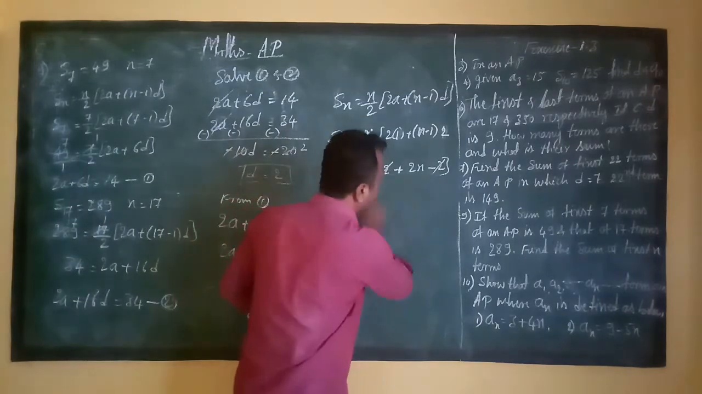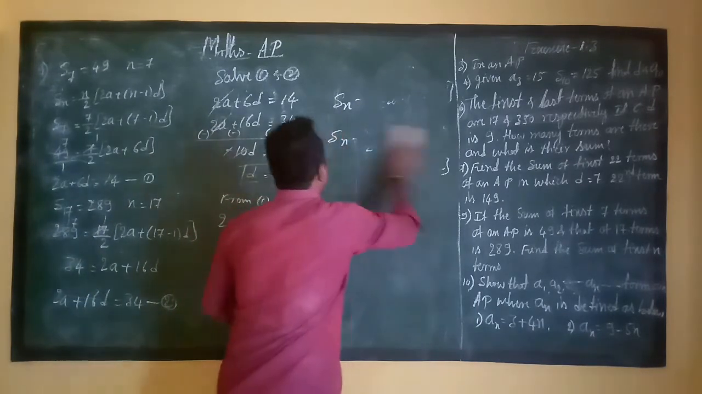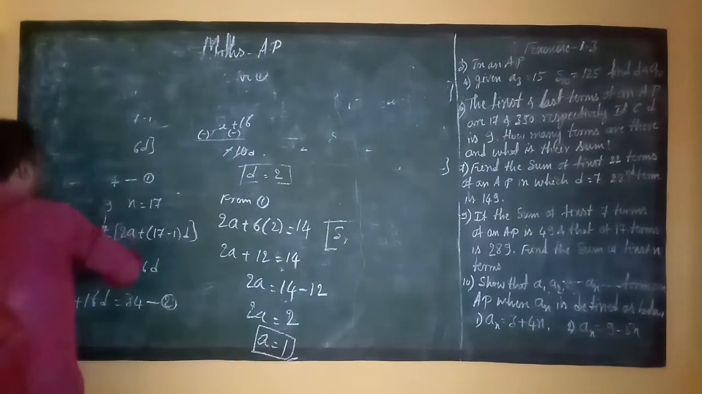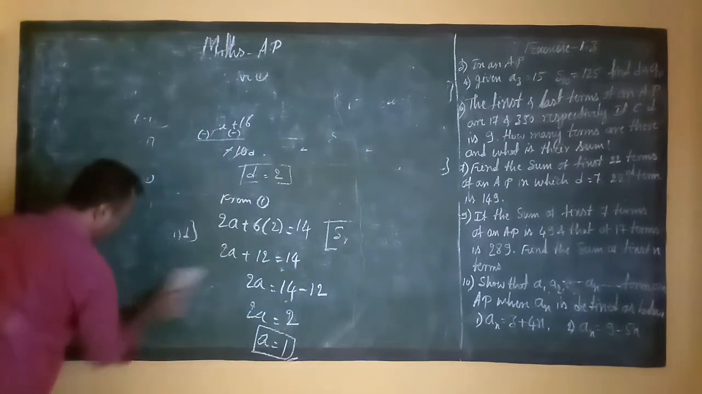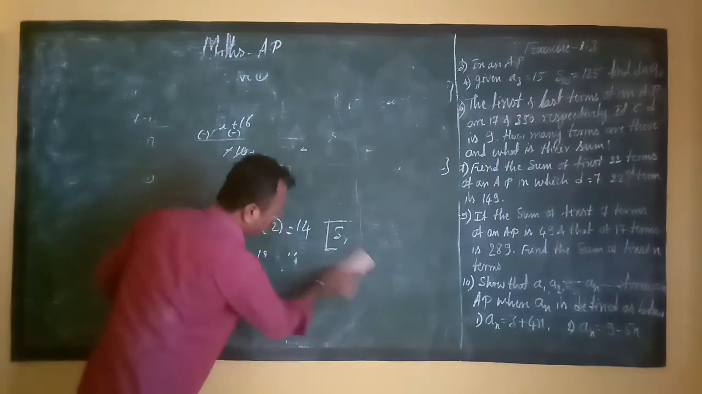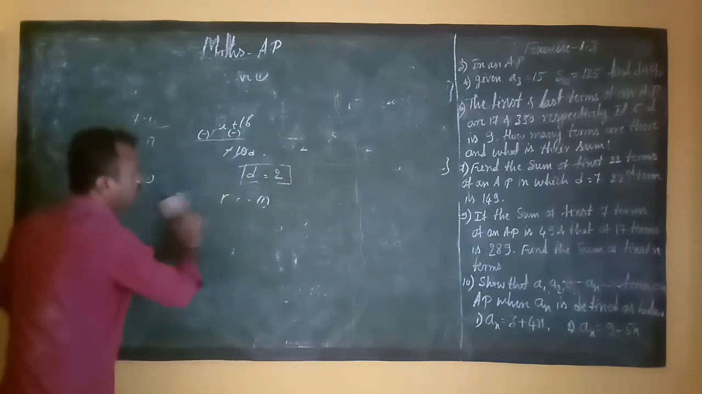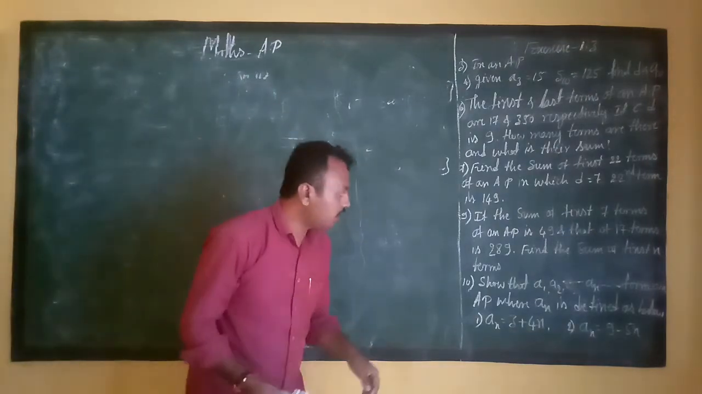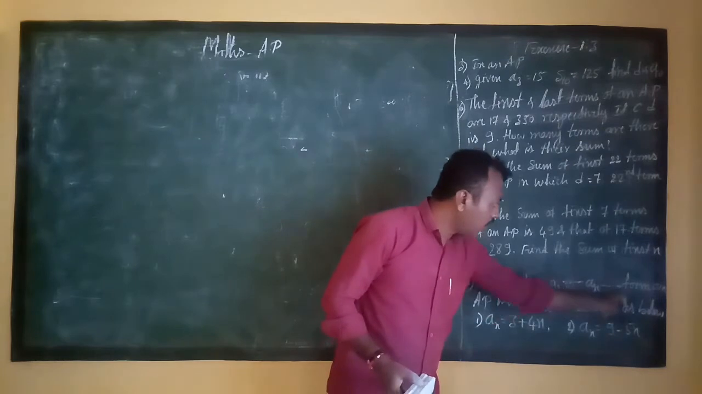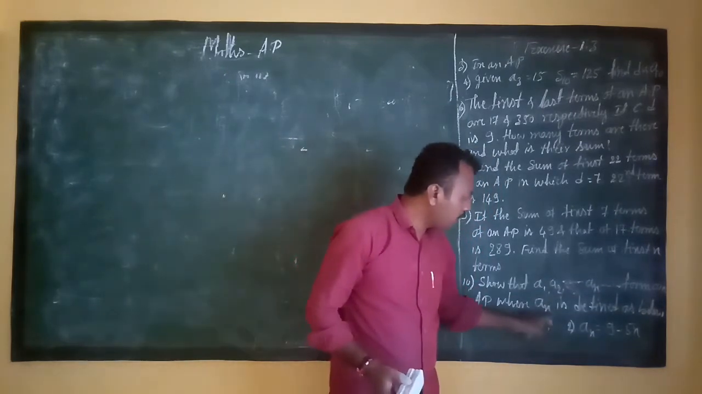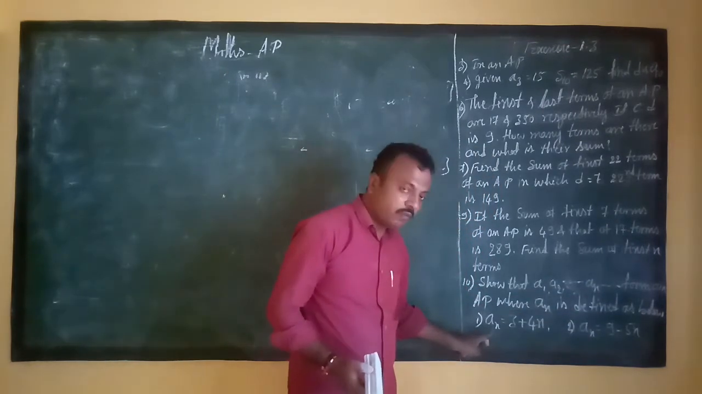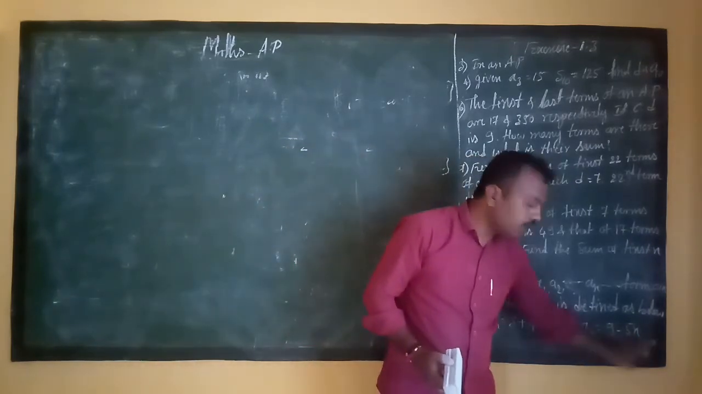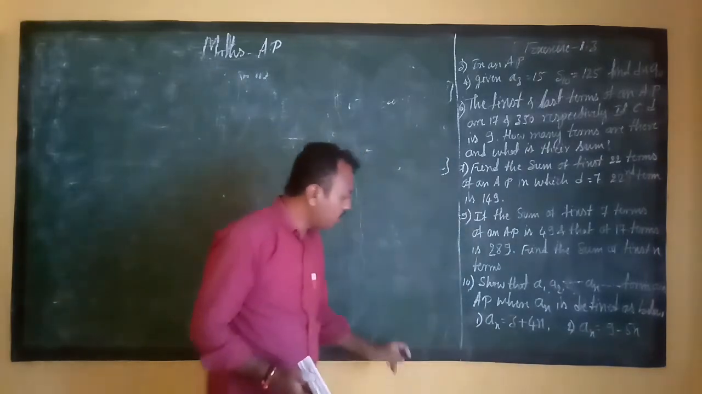Next, question number 10. What is question number 10? Show that A1, A2 up to AN are in the form of an AP where AN is defined as below. AN is equal to 3 plus 4n, and another one is AN is equal to 9 minus 5n. So I will solve the first AN.